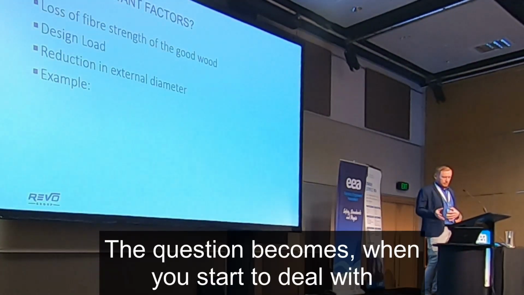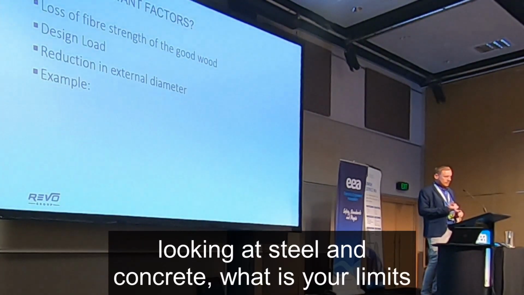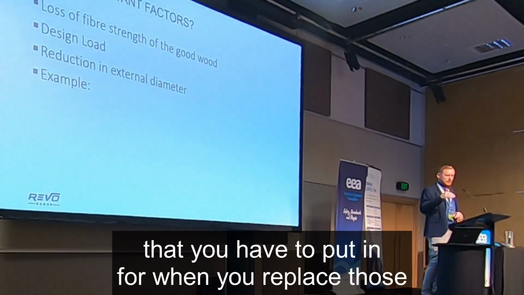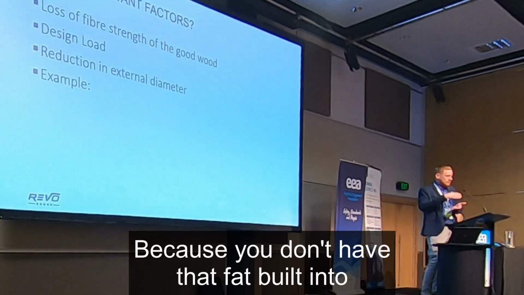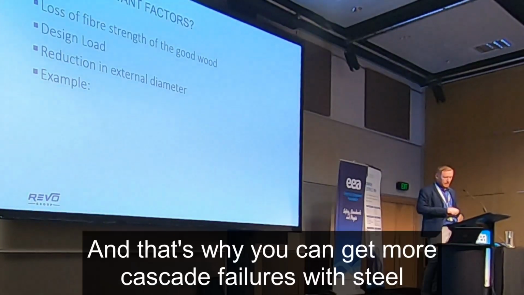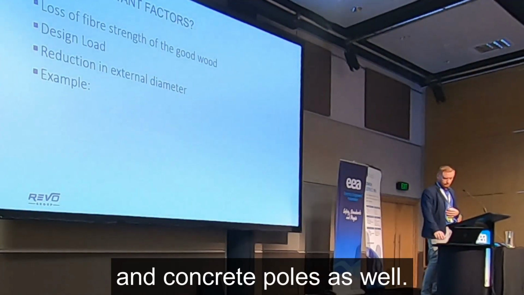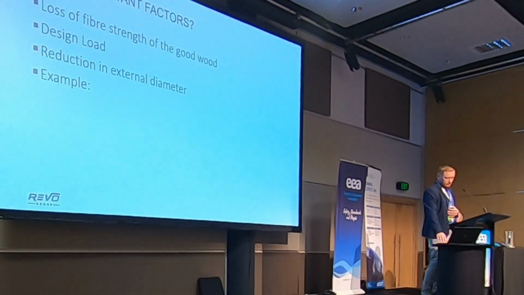The question becomes, when you start to look at steel and concrete, what limits do you have to put in for when you replace those poles, when you condemn them, because you don't have that fat built in to those designs? And that's why you get more cascade failures with steel and concrete poles as well.